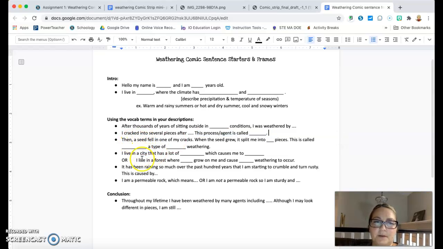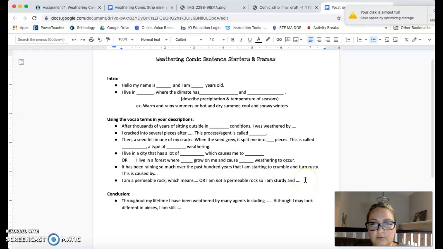There's a bunch more examples you can use. I even included the word permeable. So I'm a permeable rock, which means, and you could tell us what it means to be a permeable rock, maybe include how some of the agents of weathering impact you because you're a permeable rock, or you could tell us that you're not a permeable rock and that you're extra strong and sturdy, and what that means.